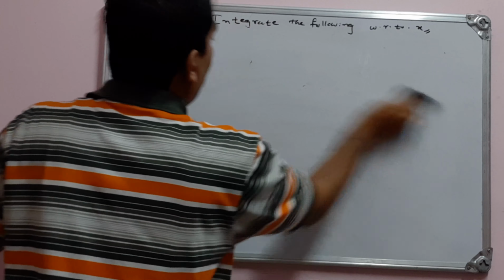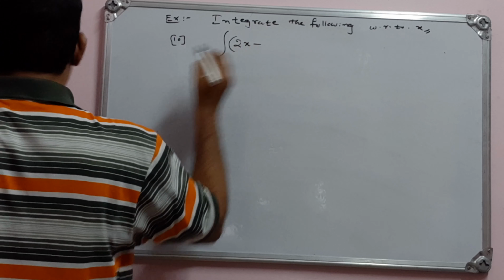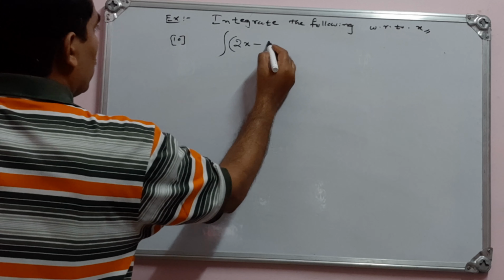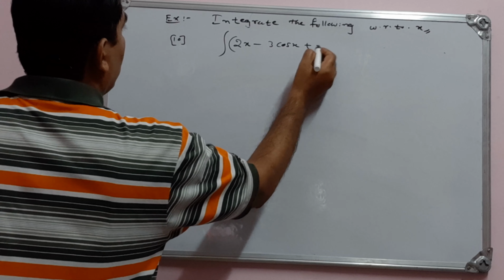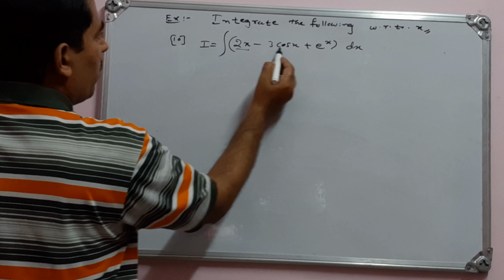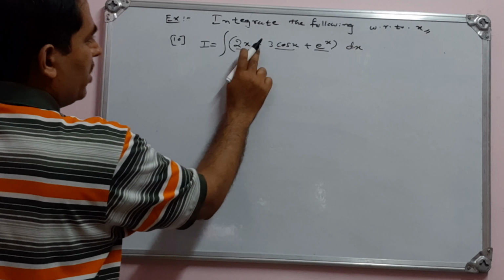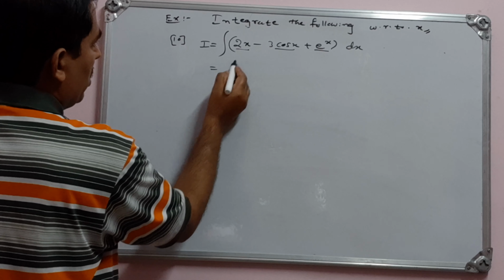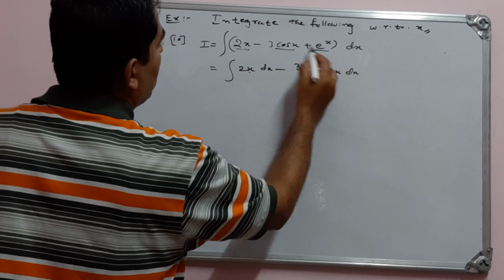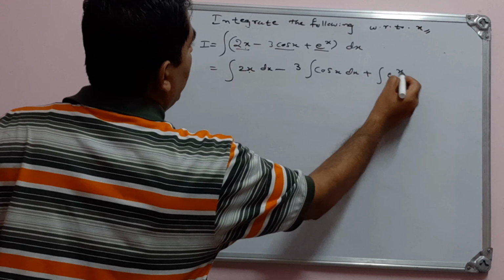Let me consider another example, a very simple example for 1 mark. Integrate 2x minus 3 cos x plus e to the power of x. Let us equate it to I. There is a difference and a sum between the functions, so we have to take them separately: 2 times integral of x, minus 3 times integral of cos x dx, plus integral of e to the power of x dx.